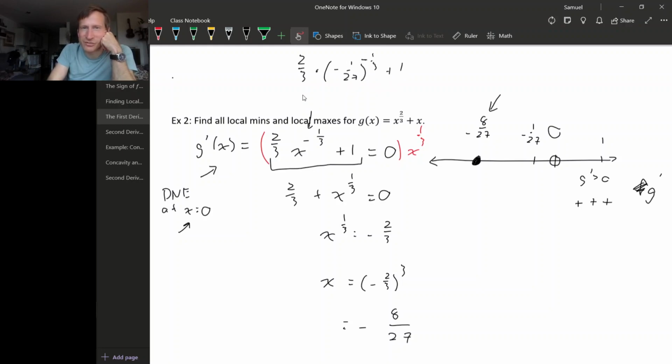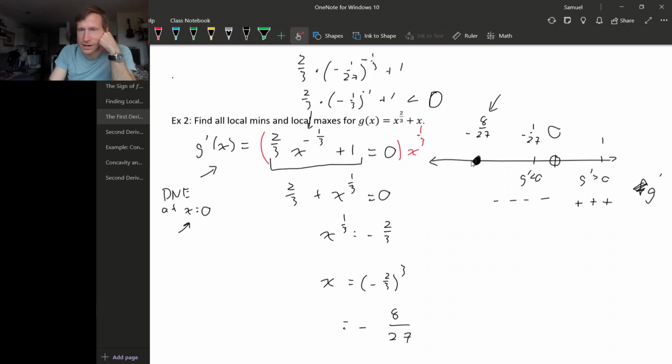So the cube root of 1 over 27 is 1 over 3. So that to the negative first power, so that's 3. 3 times 2/3, sorry, negative 3 times 2/3 is negative 2, plus 1 is minus 1. So this whole mess is less than 0. So here the derivative is negative.